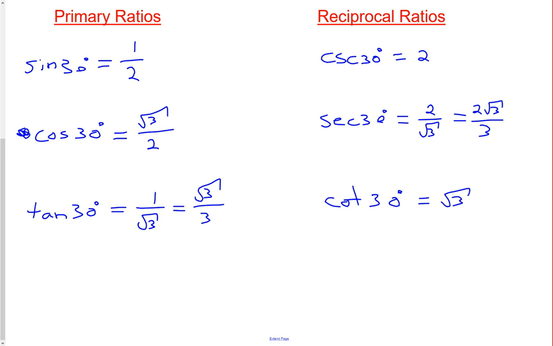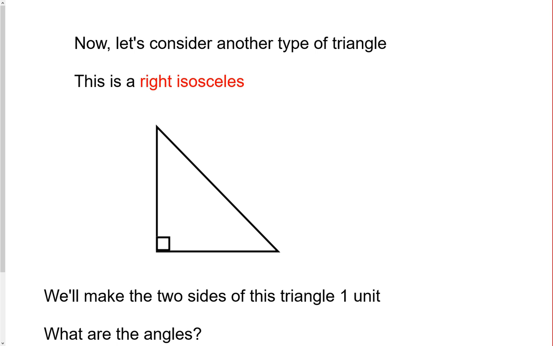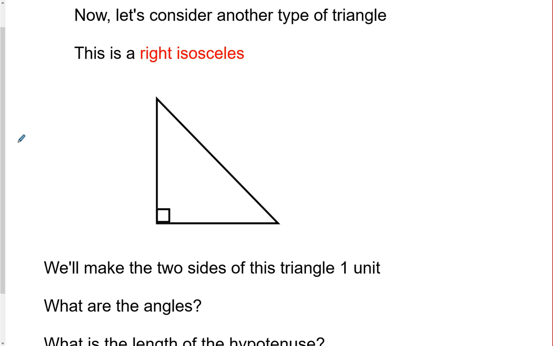Okay, we're going to go to our next setup here. We're going to consider another type of triangle. This is a right isosceles triangle. So I'm going to say the sides are just 1 and 1. Isosceles means we have 2 sides that are the same. So 1 and 1. Well, what does that make this one over here?